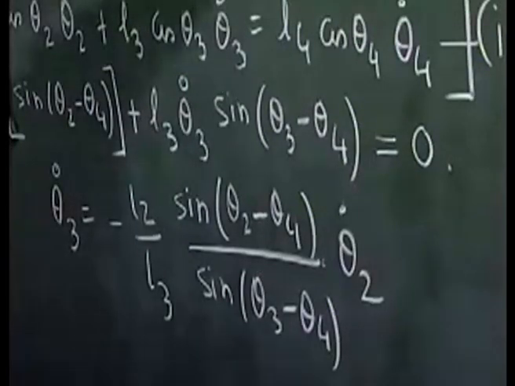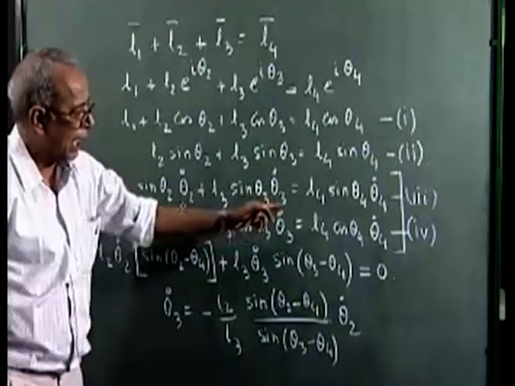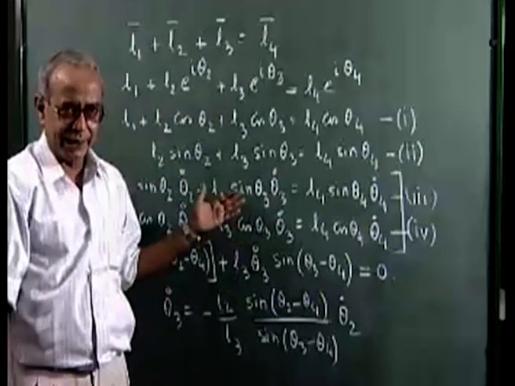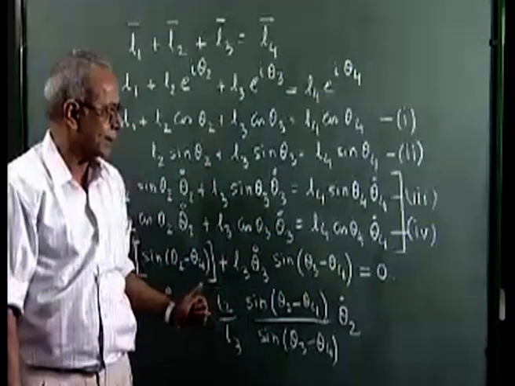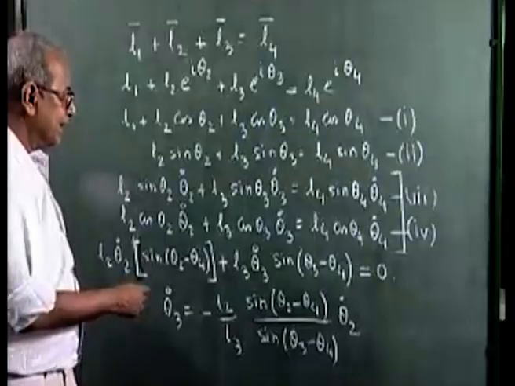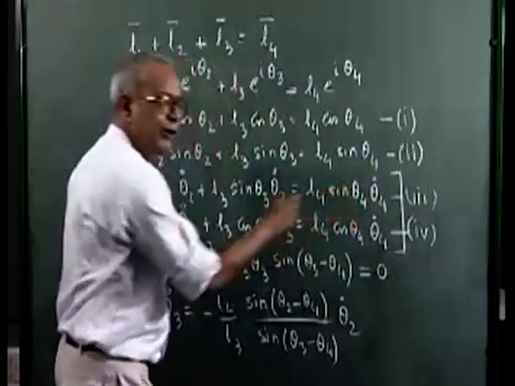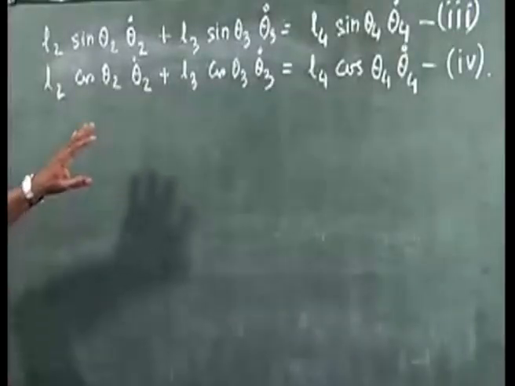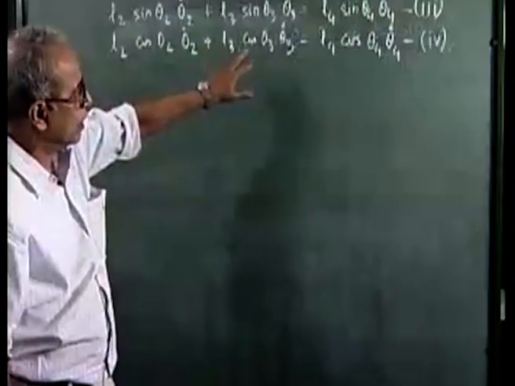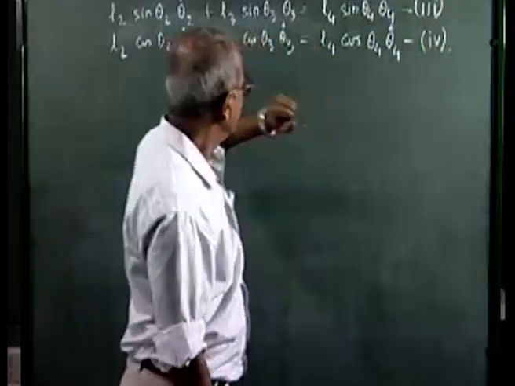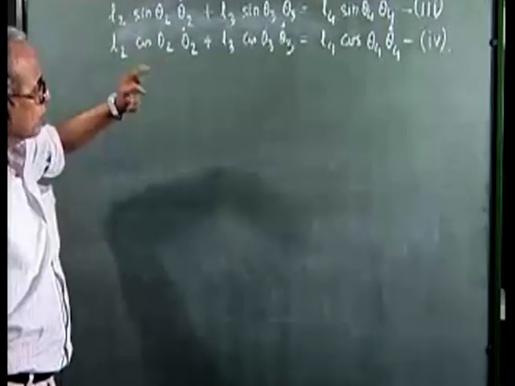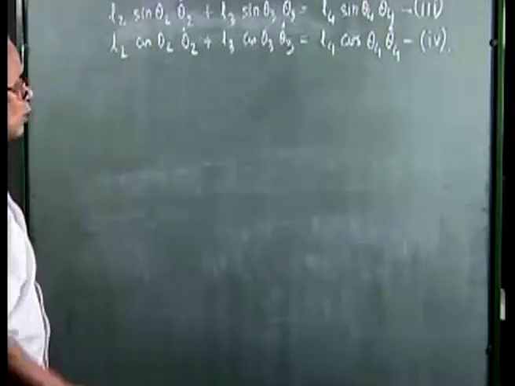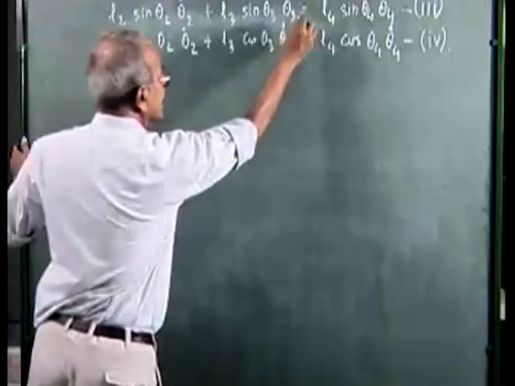Similarly, I could have eliminated theta 3 dot from these two equations, and we obtain theta 4 dot. That I leave for the students to carry out as an exercise and complete the velocity analysis. Next, let us see, starting from these two equations 3 and 4, how we can carry out the acceleration analysis. To carry out the acceleration analysis, let me start with these two velocity equations which we have numbered as 3 and 4. These two velocity equations are also valid for all instants of time, so I can again differentiate these two equations with respect to time and maintain this equality sign.